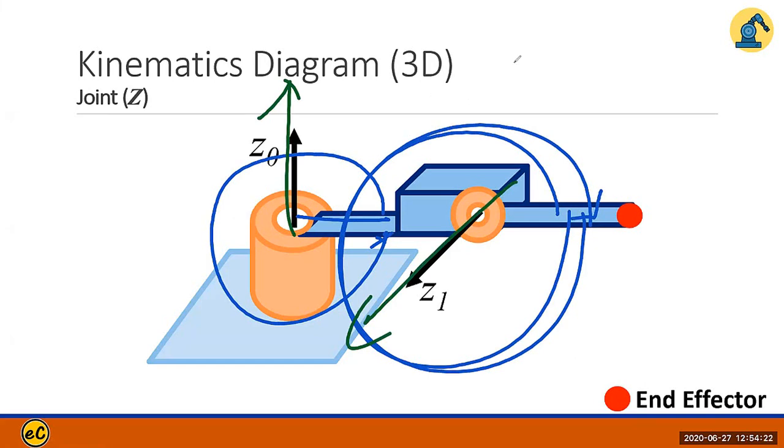And the red dot is used as the end effector. The end effector is the final point where you reach the target.